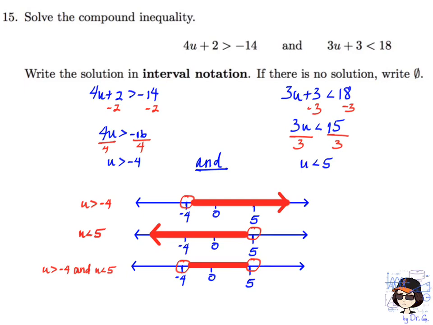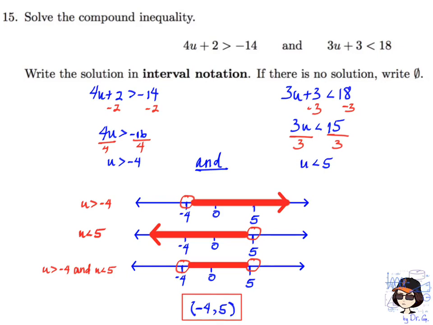So now that we have the solution set graphed on the number line, we can write down the interval notation for that solution. So we're not including -4 and we're not including positive 5. So we're going to use regular round parentheses. So it's the open interval from -4 to positive 5. So we're not including the endpoints. There's our answer.